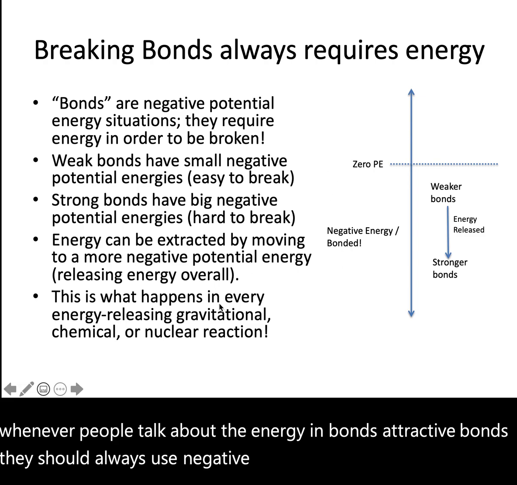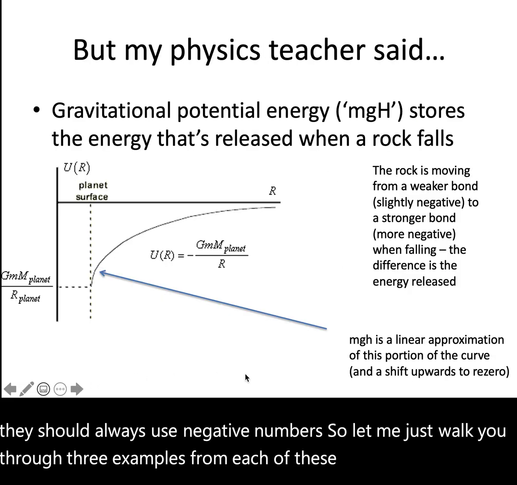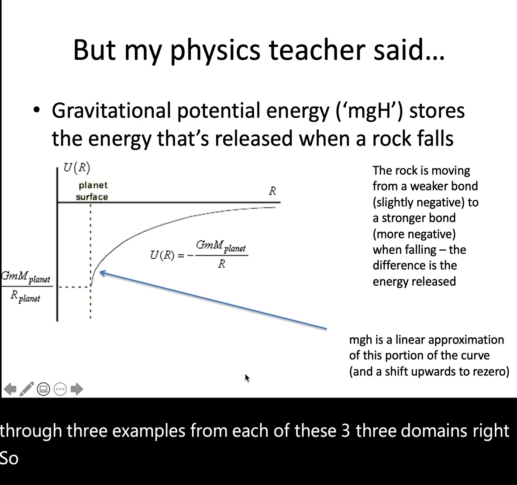So let me just walk you through three examples, right, from each of these three domains. So the first one is the lie that we tell in physics frequently, right? We even give you this formula.